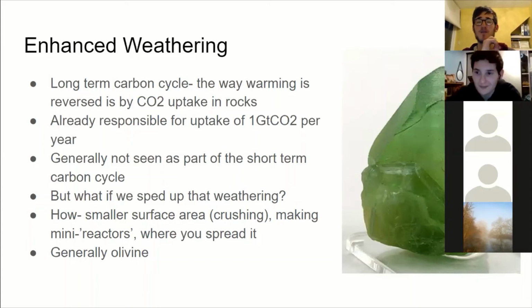We don't care about what's happening over millions of years or tens of millions of years. We care what's happening in our lifetime and in our kids' lifetimes. But what if we could speed all of that up, put that all on hyperdrive? How could we do this?